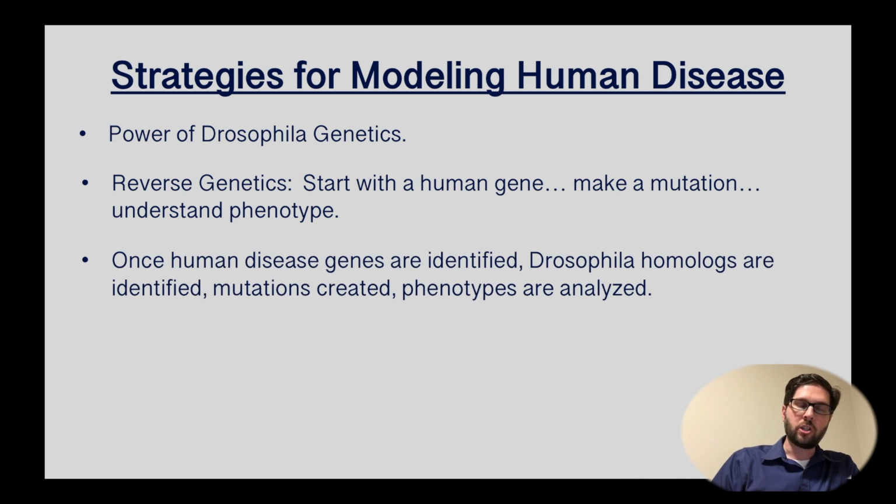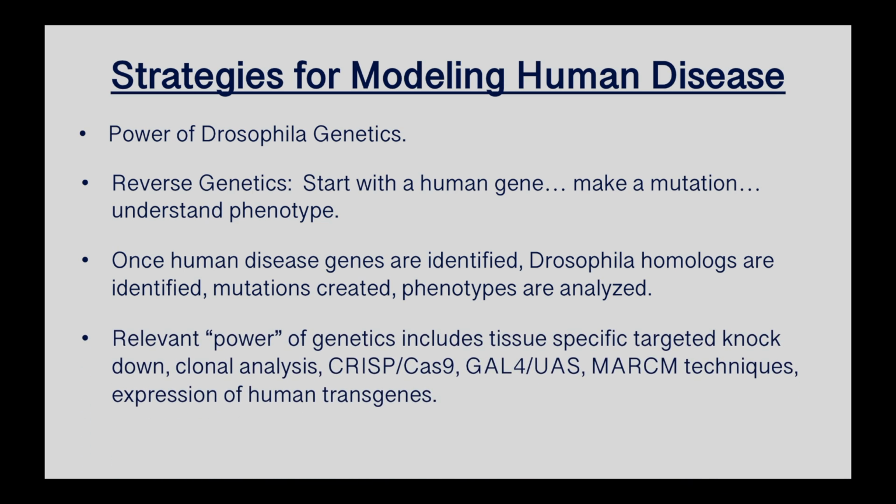Once a human disease gene is identified, you can identify fly homologues, create mutations, analyze phenotypes, but it also allows you to bring in a number of extraordinarily powerful genetic techniques that are adaptable to use in Drosophila. These include tissue-specific targeted knockdown. So if you want to only knock down your gene of interest in the nervous system, we can do that. Or just in the retina, we can do that. Or just in the liver.